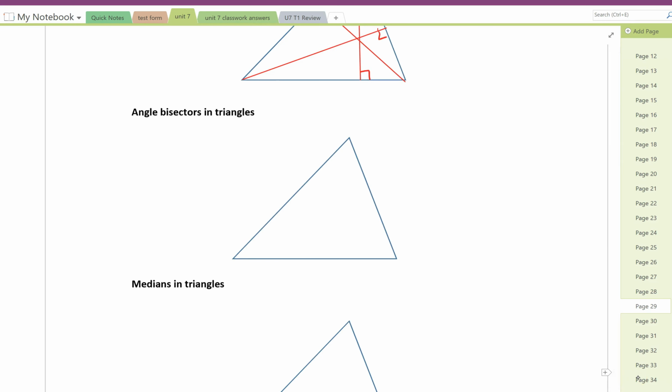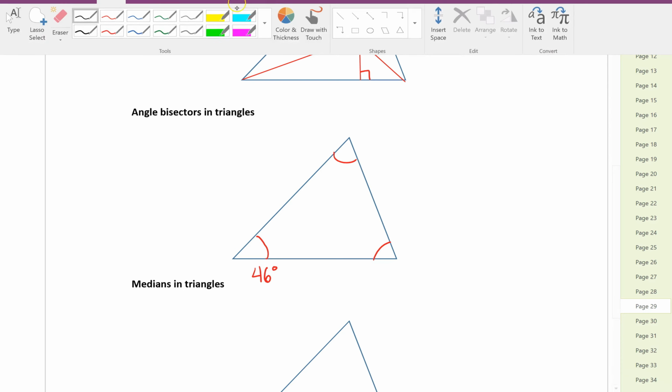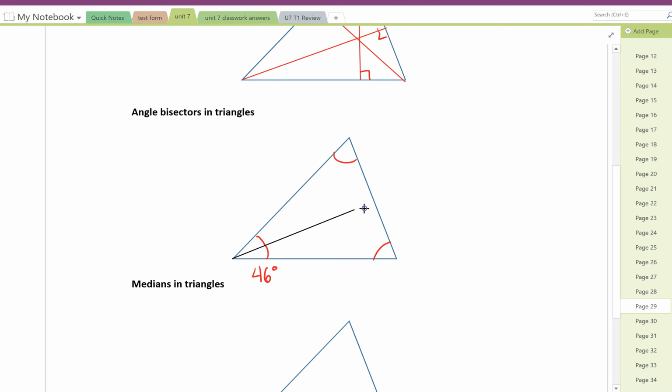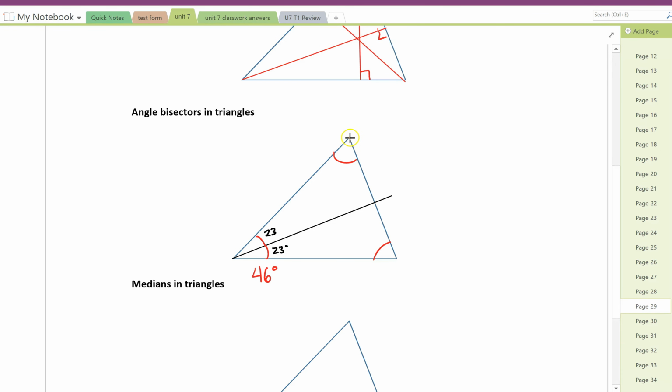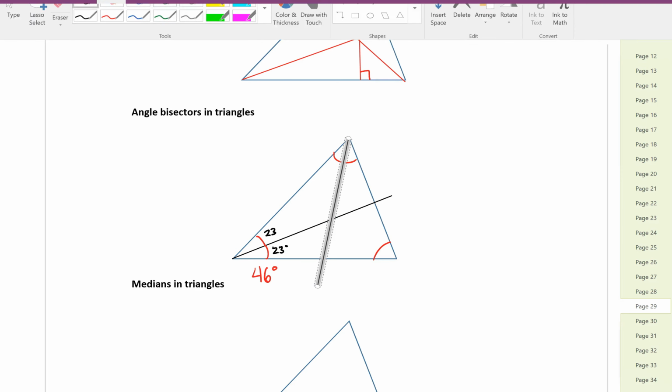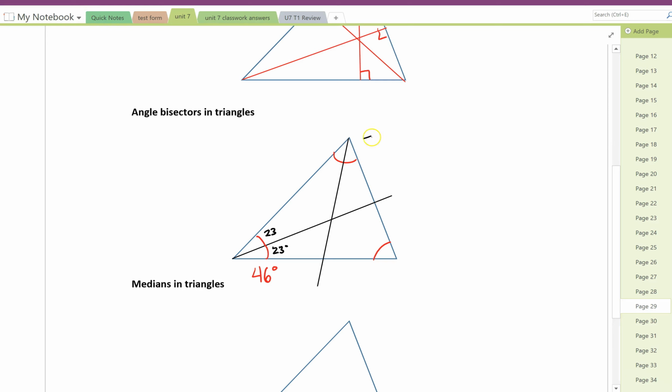Angle bisectors. When I bisect something, that just means I cut it in half. So every triangle is going to have three angle bisectors as well. If this angle down here is 46 degrees and I bisect it, that means I'm splitting it so that there's now two 23-degree angles. If I do the same thing with the angle on top, let's say this angle starts out as 54 degrees. If I split it in half, it's going to make two 27-degree angles.